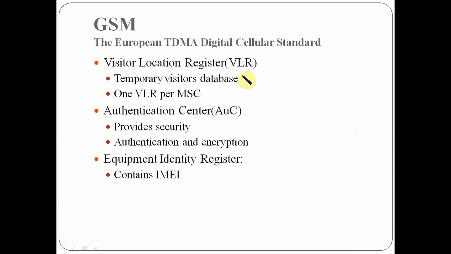Visitor location register, that is the VLR. It is a temporary visitor database. One VLR per MSC. Authentication center, that is the provides security, stores the database, and it gives the authentications. And EIR, that is the contains some IMEI number.